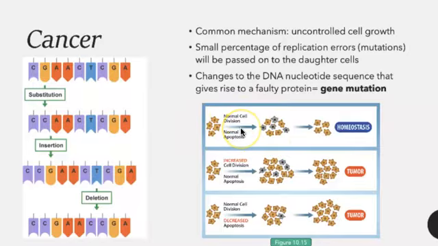In our healthy cells, we'll see that there's a balance between our cell division and cell death or apoptosis, and that helps to maintain homeostasis. But if our cell division is going to increase too much, or we have decreased apoptosis, then our cell population is going to expand uncontrollably and we end up with tumor formation.